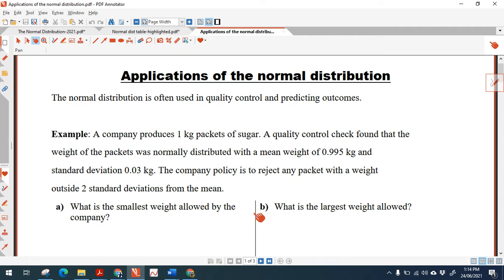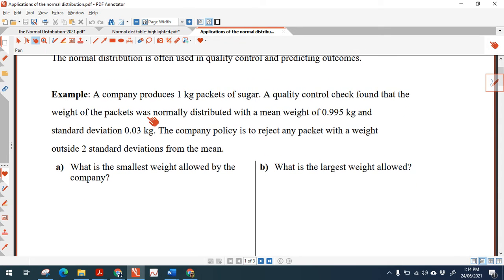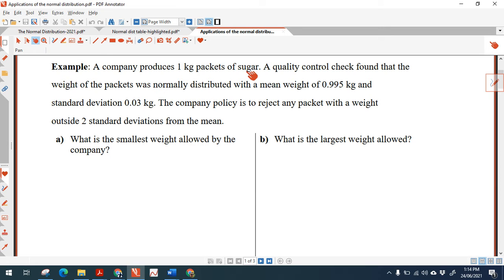Okay, boys, just to finish the normal distribution, we're going to look at using the normal distribution to analyse real-life situations. Okay, so let's look at our first example. A company produces 1 kilogram packets of sugar. A quality control check found that the weight of the packets was normally distributed with a mean weight of 0.995 and a standard deviation of 0.03. The company policy is to reject any packet with a weight outside 2 standard deviations from the mean. What is the smallest weight allowed by the company?